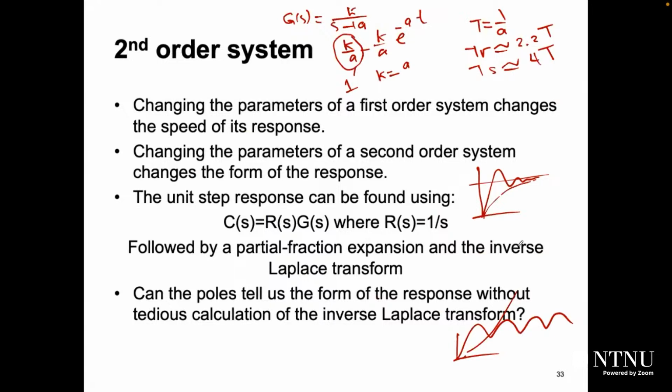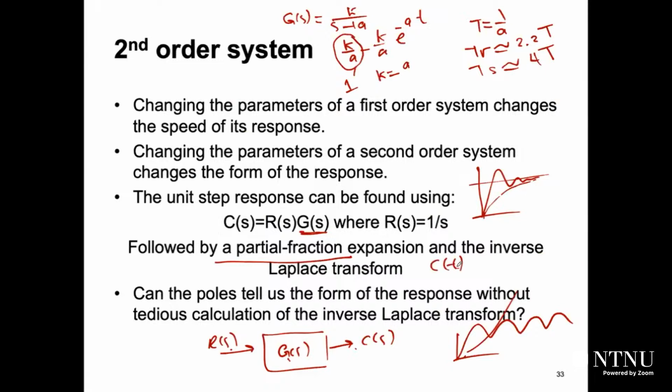So the unit step response can be found using the transfer function G of S. Your input is R of S, and your output is C of S. So C of S equals G of S multiplied by R of S, where R of S will be 1 divided by S for a unit step. Then you follow it by partial fraction expansion, which converts these complex fractions into a summation of simpler fractions, right? And after that, we apply the inverse Laplace transform to get C of T.